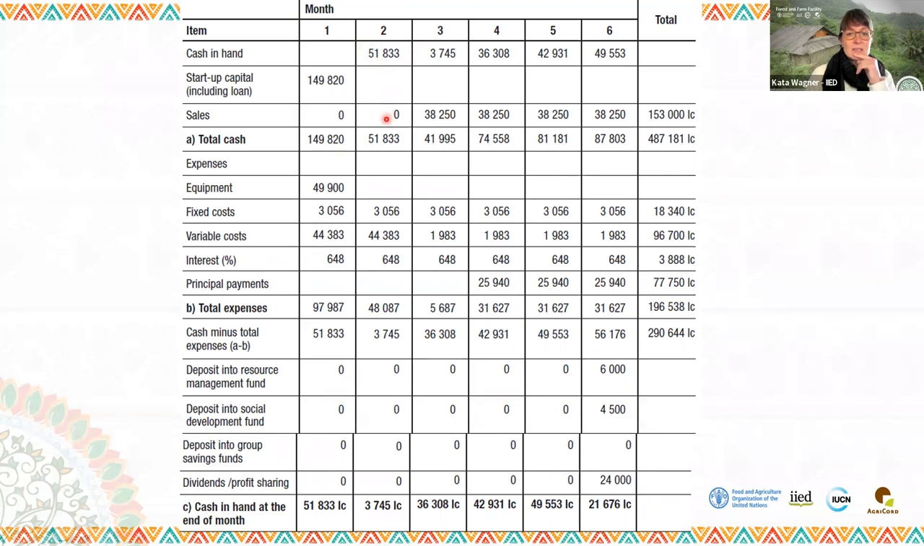And this cash in hand, they will then add at the top of the table for the second month. And here they still don't have any sales. So the total cash they have for that month is still the same that they had at the end of the first month. And then they will add all of the costs as they've done before, and they will arrive at a final amount of cash in hand at the end of the second month, which they will then insert again at the top of the table at the beginning of the third month as the cash in hand, and so on. And so at the bottom of the table, they can see how much money at the end of each month they will be able to have in hand.